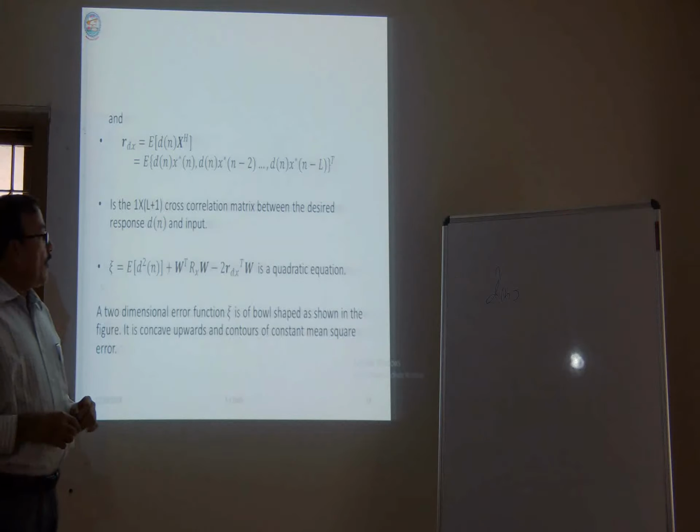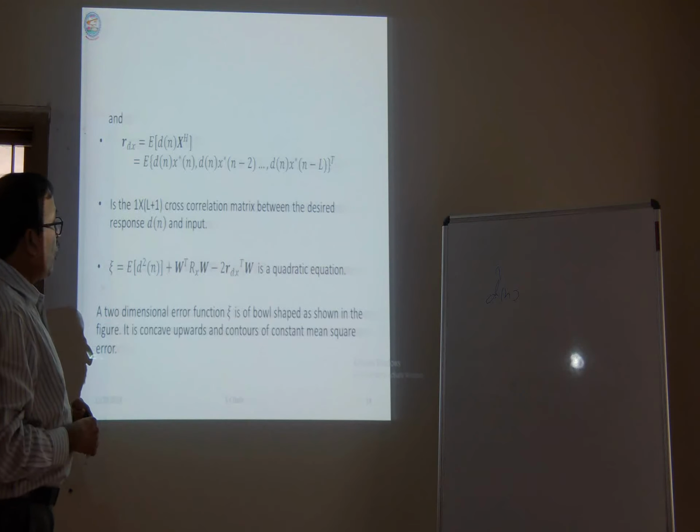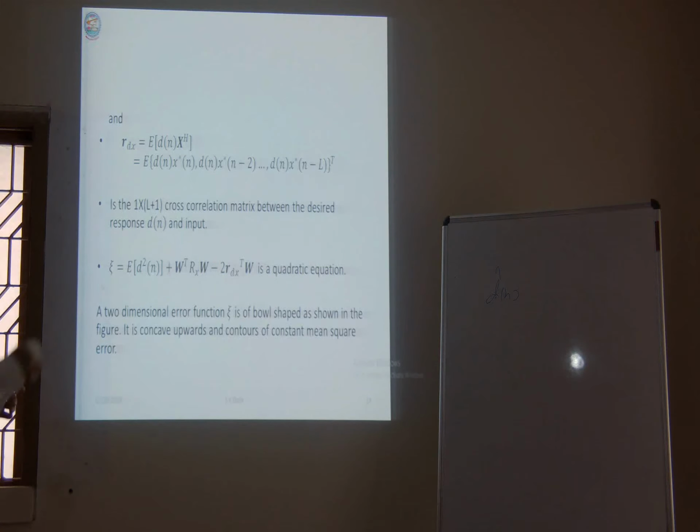So a two-dimensional error function chi is of a bowl shape as shown in the figure. You see the figure in the next slide, right?